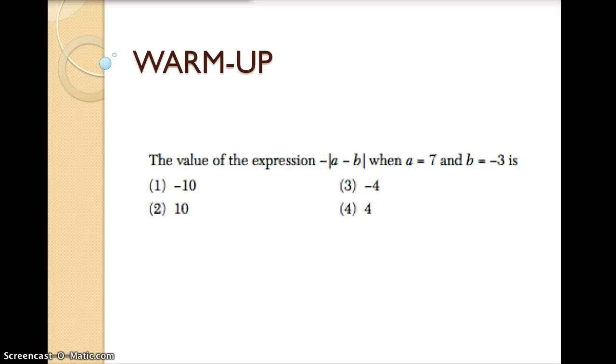Okay guys, why don't you go ahead and try the warm-up, and then when you're done, resume to see if you got it correct.